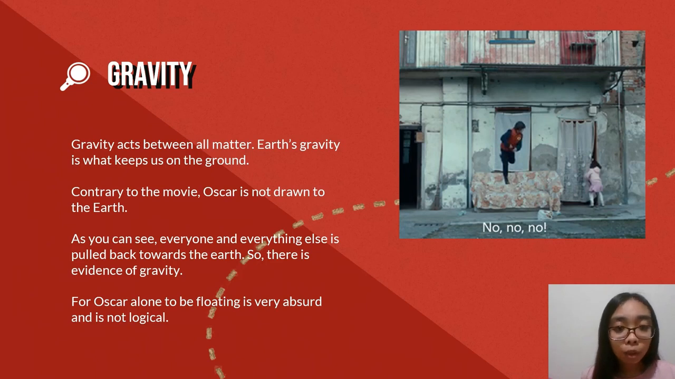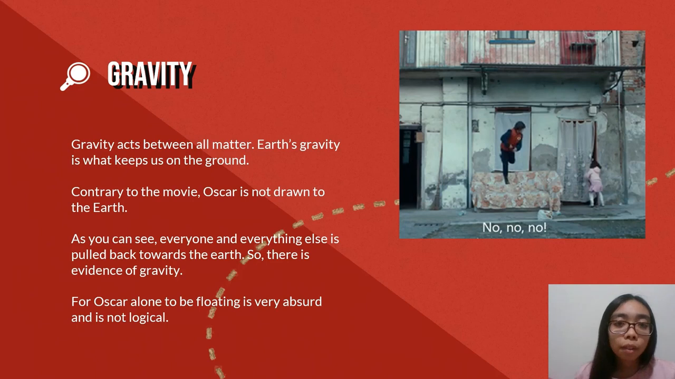Gravity acts between all matters. As we know, Earth's gravity is what keeps us on the ground. Contrary to the movie, Oscar is not drawn to the Earth. As you can see, everyone and everything else is pulled back towards the Earth, so there is evidence of gravity.